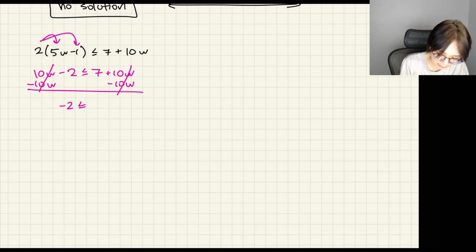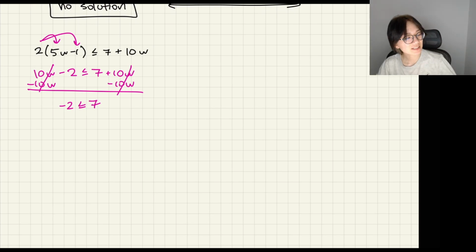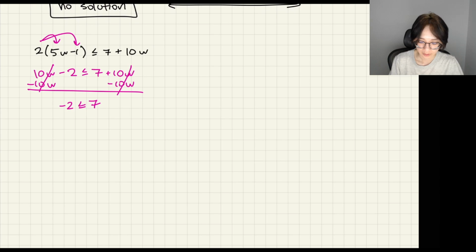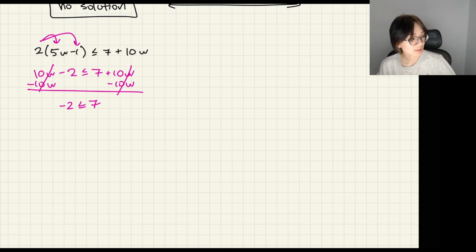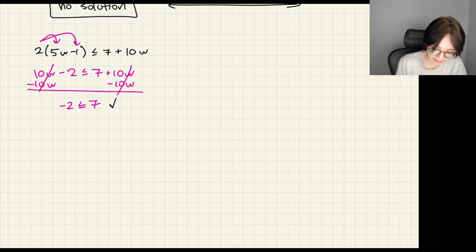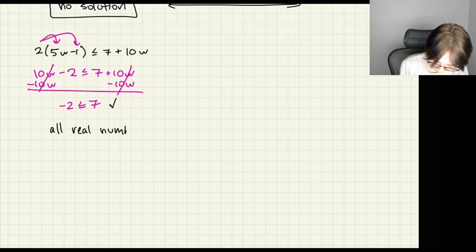Negative 2 is less than or equal to 7. Is negative 2 less than or equal to 7? Well, it's not equal to, so is it less than? Yes, negative 2 is less than 7. This means that the solution is all real numbers.